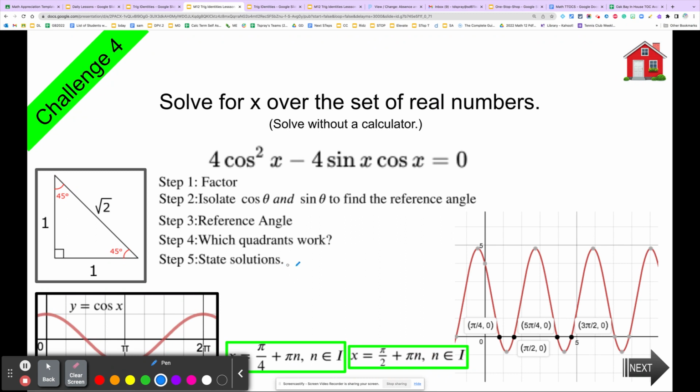And of course, it's not a bad idea to check this solution on Desmos, just so that you can see that it does in fact line up, and that we can see our solutions in many ways. So we're connecting technology and our algebra to solve problems.